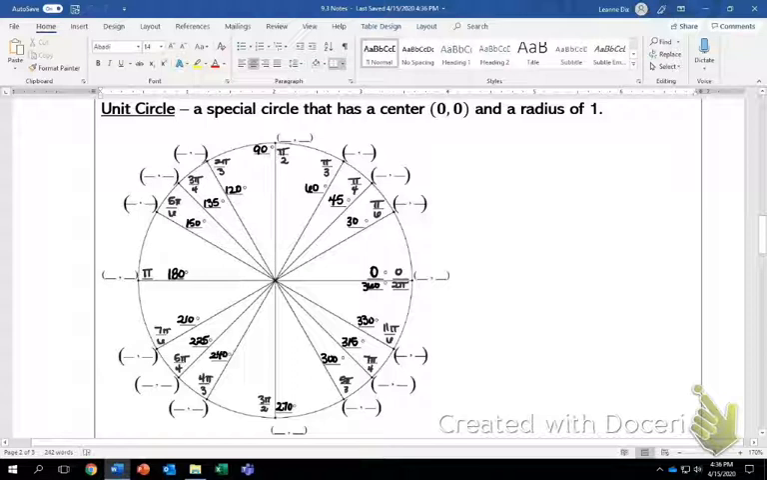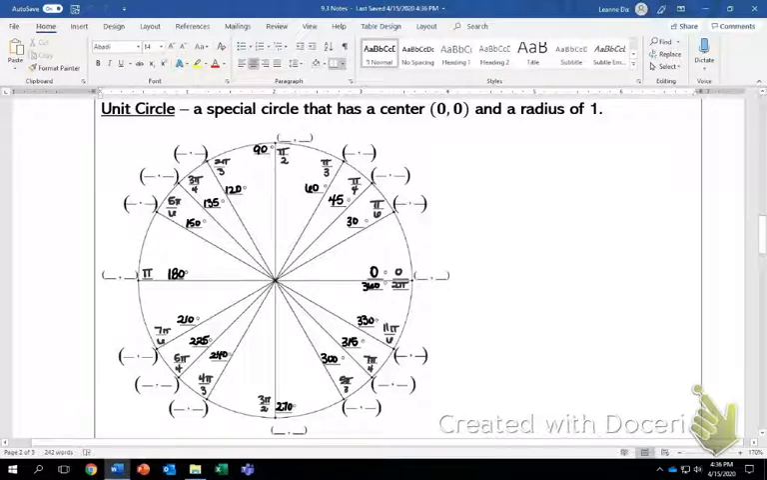Because if the radius is 1, then the same numbers are going to occur over and over and over again, which is really cool. So the unit circle is very helpful in higher math, but for now, we're just going to sort of introduce it.